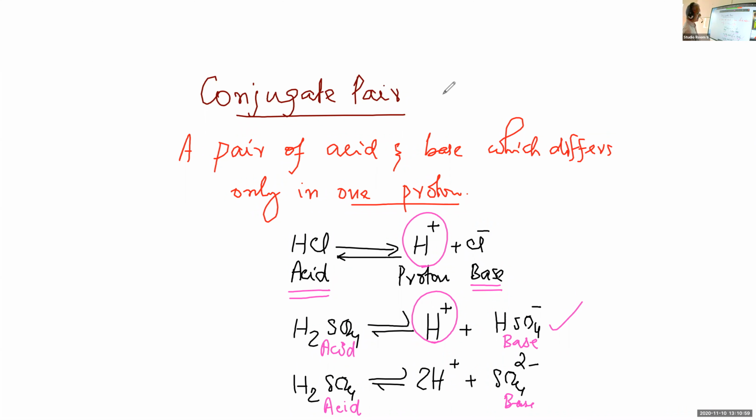H2SO4 is an acid. SO4 2- ion, the sulfate ion, is a base, that I agree, but that is not a conjugate pair. A conjugate pair differs only in one proton. Such a pair of acid and base is called a conjugate pair. Let us take some more examples.